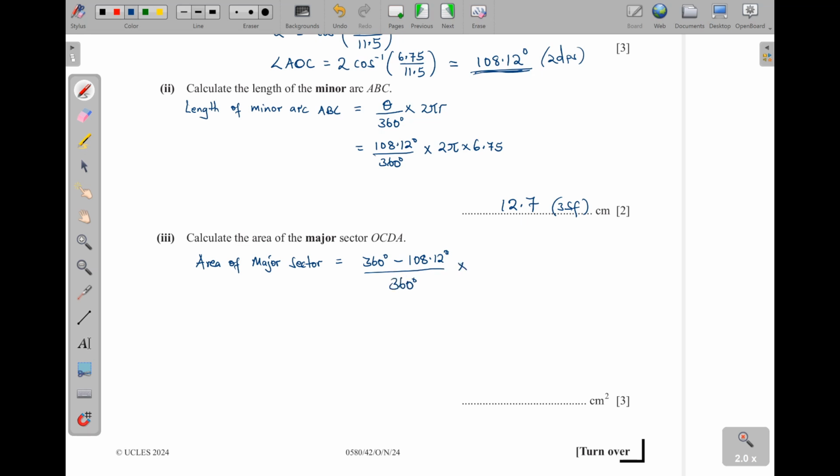A sector is part of the space enclosed in the circle, so it is just a portion of this, but yet the area of the circle is given as pi r squared. So we shall multiply with pi. When we are finding the area of the sector, we multiply by pi r squared. When we are finding the length of the arc, then we multiply by 2 pi r. So this is pi r squared, and our radius is 6.75. So we just put all of this in the calculator, and then we write down our answer.